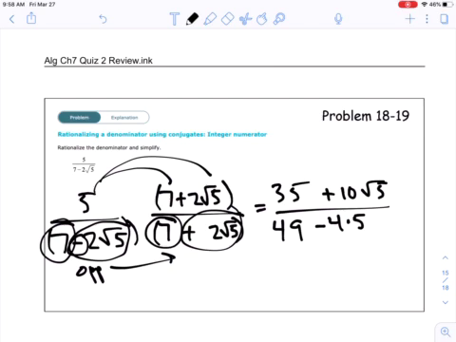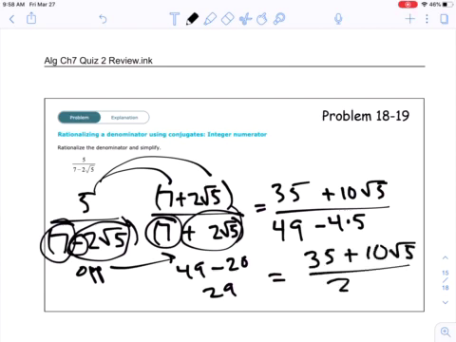So if we simplify this further, we've got 49 minus 20. See how I got that, right? 49 minus 20 gives us 29. So our finished answer should be 35 plus 10 times the square root of 5 over 29.